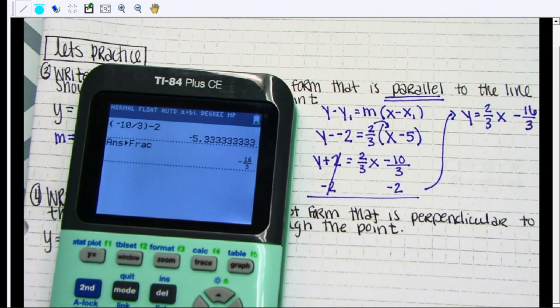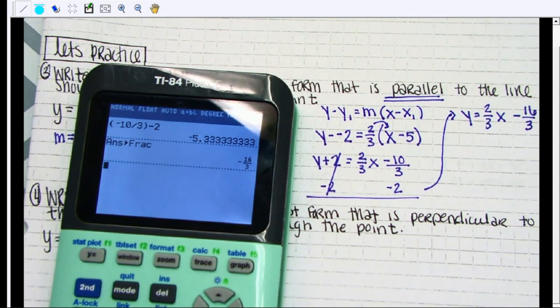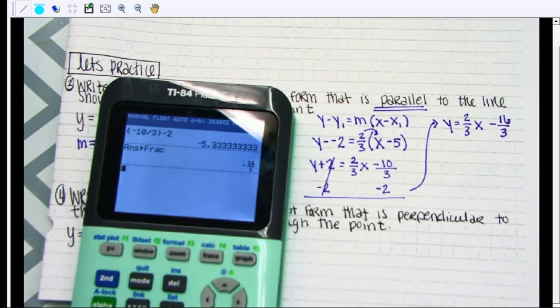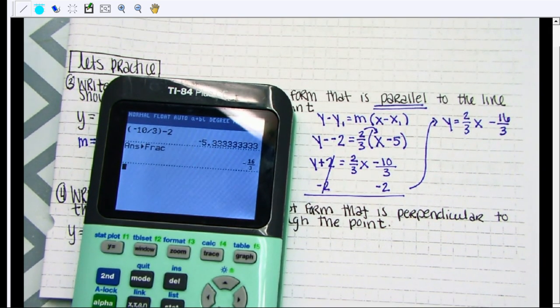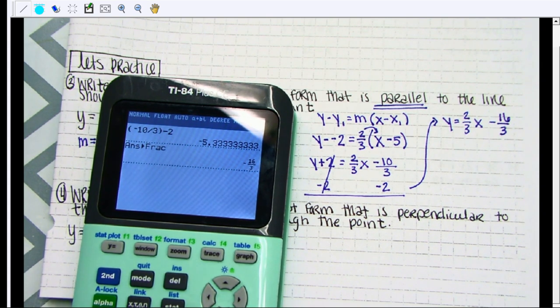The state test does have a calculator and non-calculator portion, but this would be on the calculator part. So you don't have to worry. If you need to use a calculator to do that, it's totally fine. I don't mind at all. Does it make sense now that we've done it again? Okay.